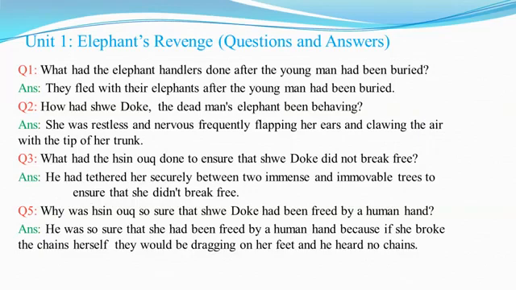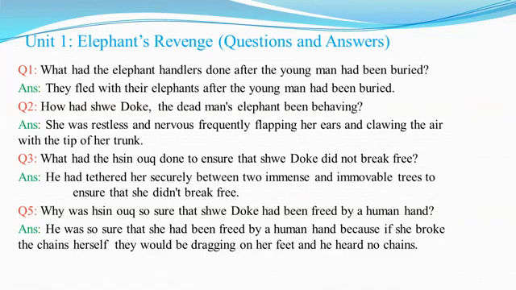Now question number 5: Why was Hassanok so sure that Joy Dog had been freed by a human hand? The answer is he was so sure that she had been freed by a human hand because if she broke the chains herself, they would be dragging on her feet, and he heard no chains.